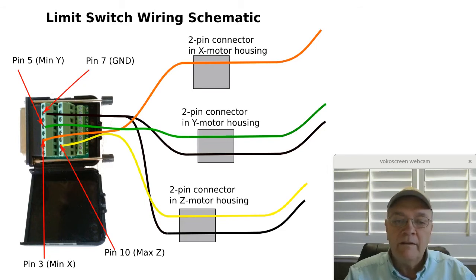Connect the green wire on the 2-pin connector at the Y motor to pin 5, min Z, and connect the black wire on the 2-pin connector at the Y motor to pin 7, ground. Connect the orange wire on the 2-pin connector at the X motor to pin 3, min X. No ground wire is connected for the X axis because the ground wire is connected to the ground for the Y axis inside the machine. Finally, plug the DB25 connector into the controller.